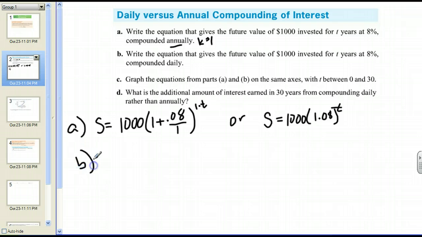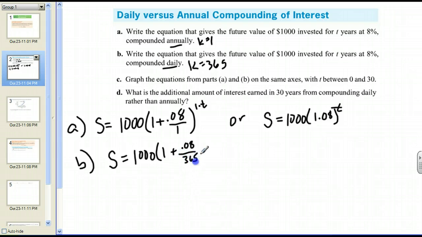Now B says write the equation that gives the future value of $1,000 invested for T years at 8% interest compounded daily, instead of annually. So here K is equal to 365 because there's 365 days in a year. So the difference here is S equals 1,000 times 1 plus 0.08 divided by 365, to the K times T, 365 times T.